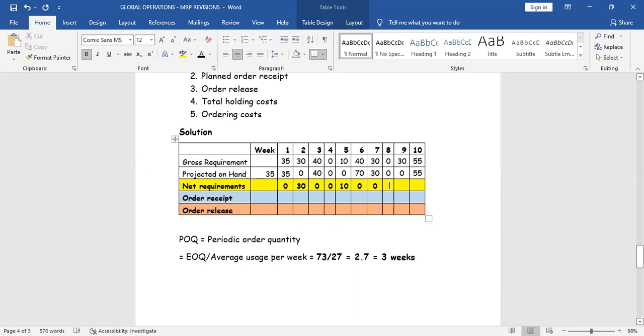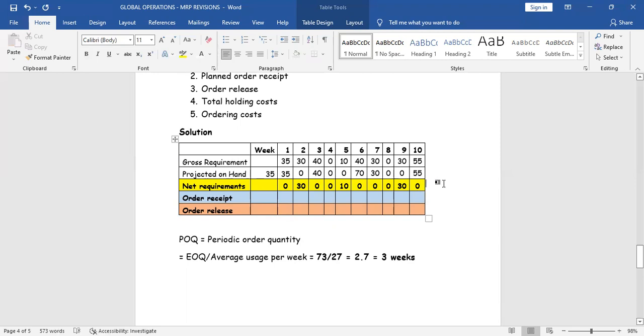Week 8, 0. Week 9, we require 30, and the projected on hand is 0. We require 30 as our net requirement. In week 10, the gross requirement is 55, and the projected on hand is 55. We require nothing here.